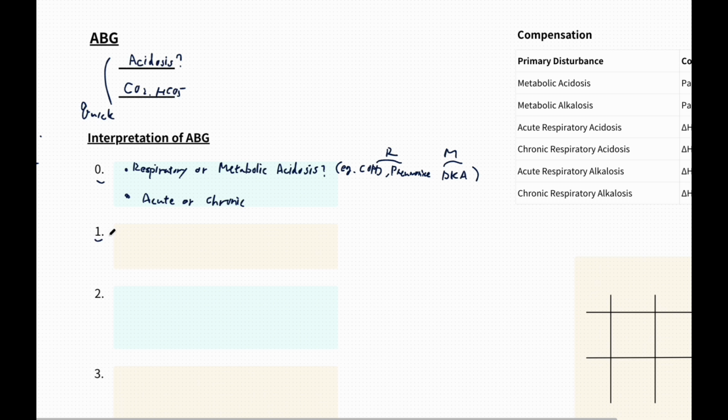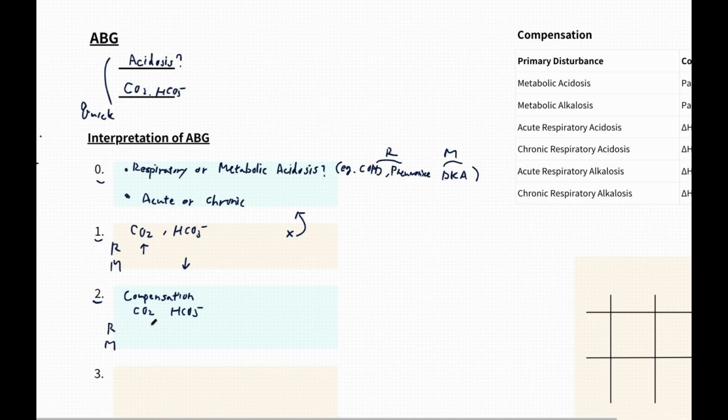Let's look at the numbers. The first thing to check are the changes in PCO2 and bicarbonate. In respiratory acidosis, CO2 goes up. In metabolic acidosis, bicarbonate goes down. If these changes don't match your initial hypothesis, go back to the patient's condition and reconsider. Next, we check whether the compensation is appropriate.